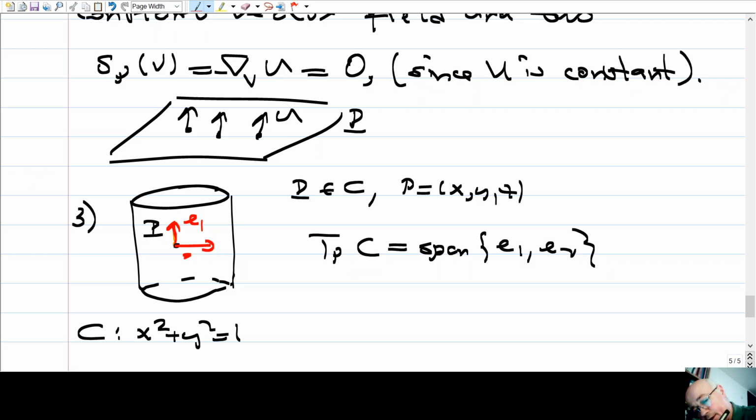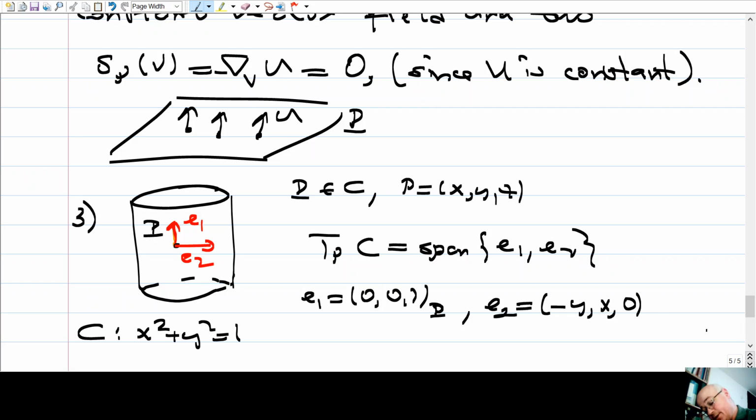This is E1 and this is E2. So what are those vectors? Well, clearly E1 is the vector 0, 0, 1 at the point P if you want. And what is E2? Well, this is nothing but, let me write it down. If you are at the point X, Y, Z, it is just minus Y, X, 0.